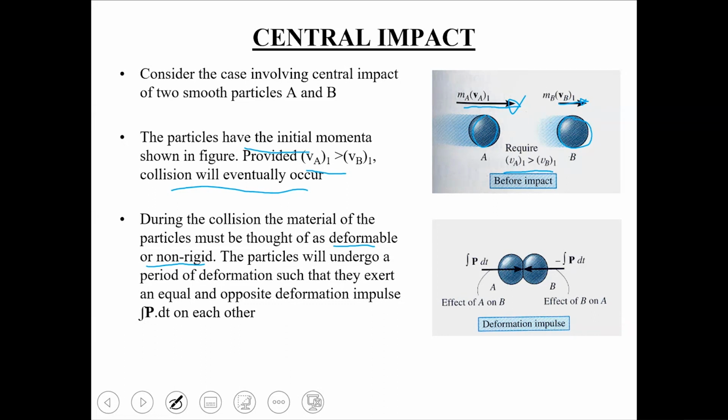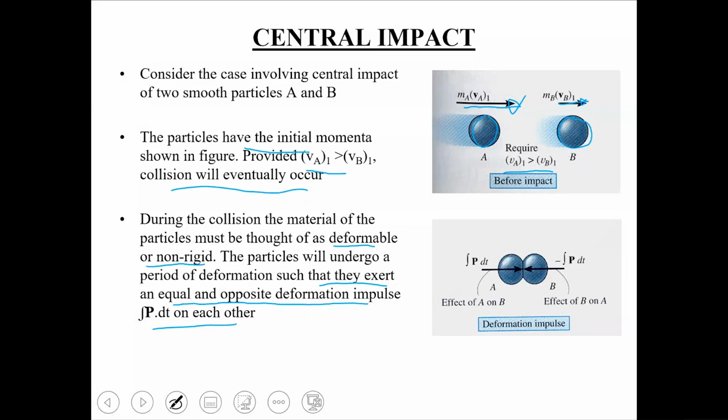So the particles first of all will undergo a period of deformation such that they exert an equal and opposite deformation impulse on each other along the line of impact. सबसे पहले क्या होगा? When the collision starts, each particle will exert an equal and opposite deformation impulse on the other particle along the line of impact. But this deformation impulse is going to be internal to the system. कि अगर मैं इस पूरे system को consider करूं, so then this deformation impulse is going to be internal to the system. However, अगर मैं किसी एक particle की free body diagram बनाऊं, तो फिर दूसरा particle इस पे जो impulse exert करेगा वो external to the particle हो जाएगी.